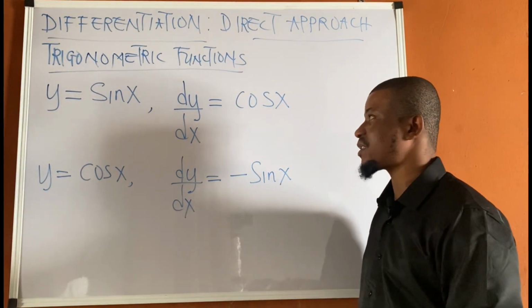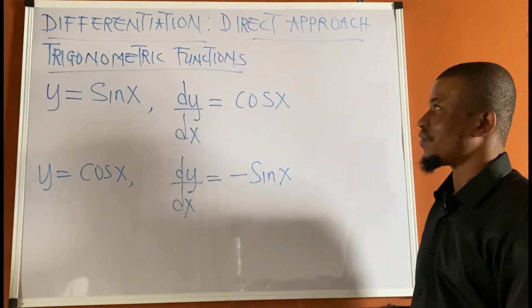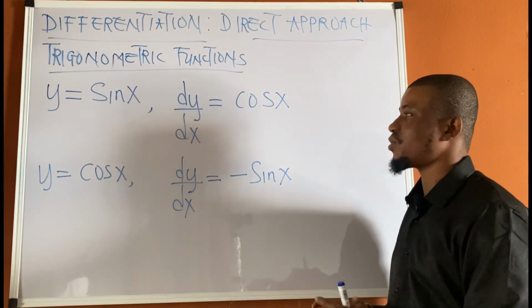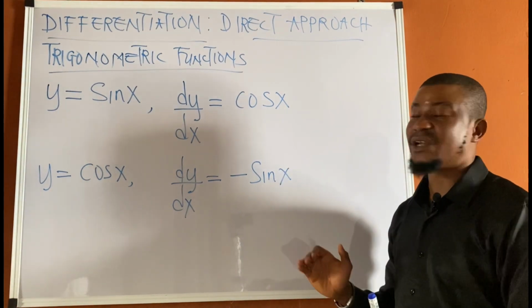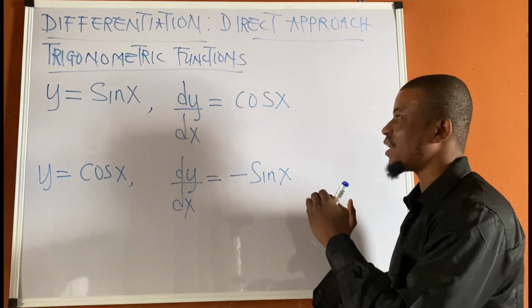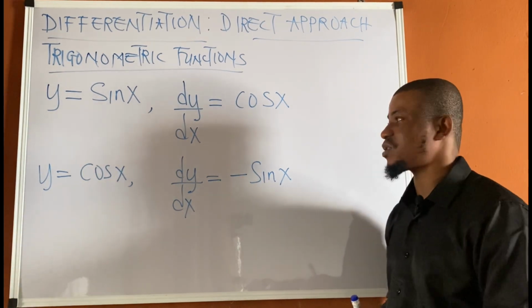You should take note of these basic derivatives of trigonometric functions. Like I said, every other trigonometric function is built on sine and cos. And when you're asked to differentiate any other trigonometric function, what you simply need to do is reduce it to its basic form, the sine and the cosine.